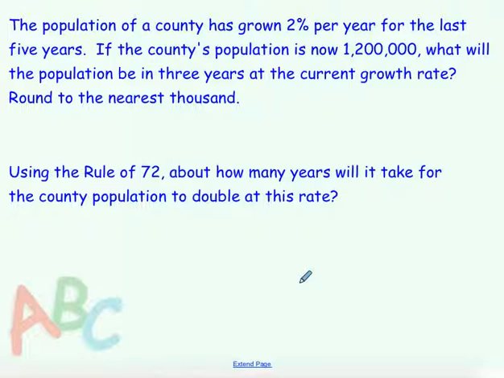The population of a country has grown 2% per year for the last 5 years. If the country's population is now 1,200,000, what will the population be in 3 years at the current growth rate? Round to the nearest thousand. Now, we just did an investigation on this in the book and found that if we're talking about compound interest, which really is the same thing here, our current value, V for value, is equal to the principal, meaning the beginning amount, times 1 plus the interest rate, all of that to however many times you are compounding it, however many years we are given.